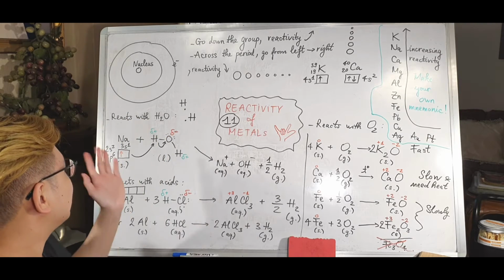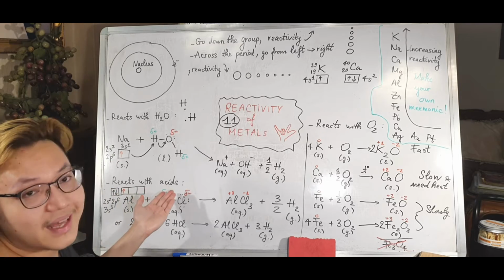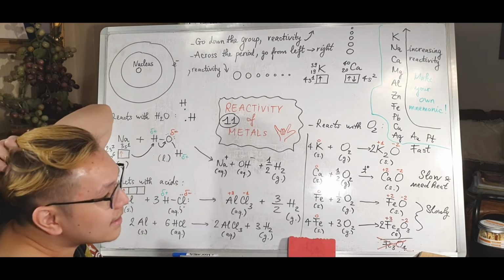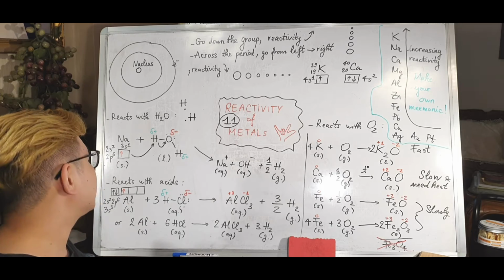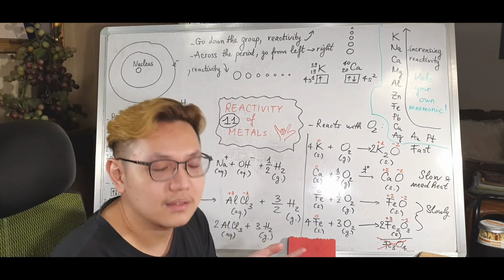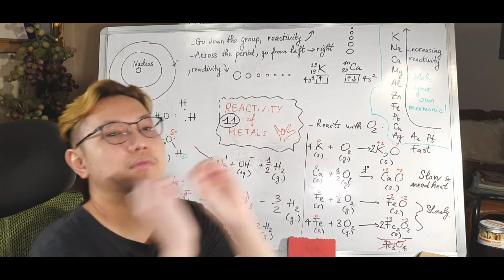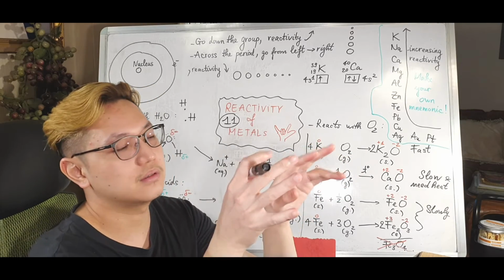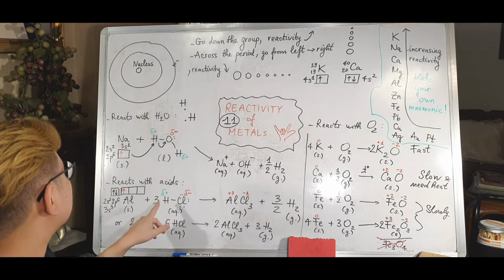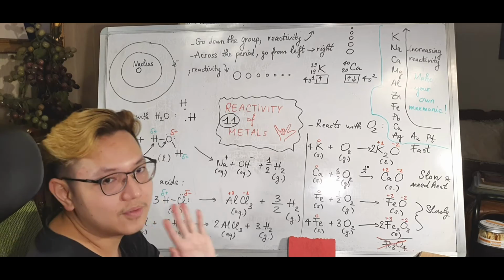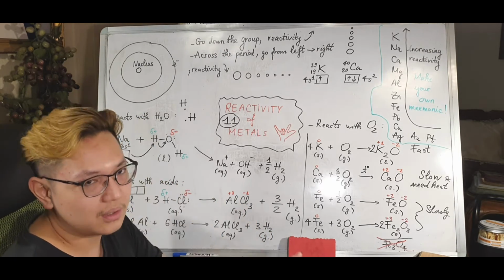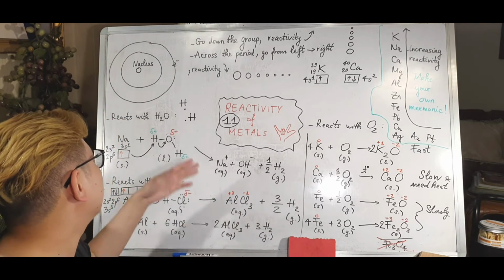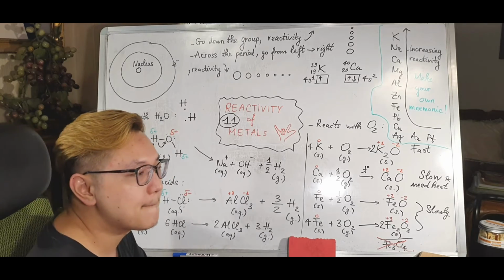Okay, let's move on to the case of reaction with acids. So acids, what are they? Basically, acids are something that can give away H+ to the environment. So when a metal reacts with acids, normally the reactions are stronger. It happens easier than when it reacts with water.